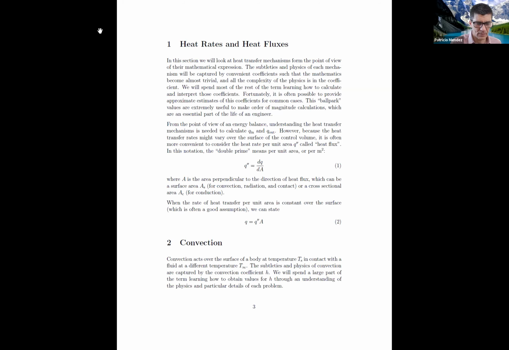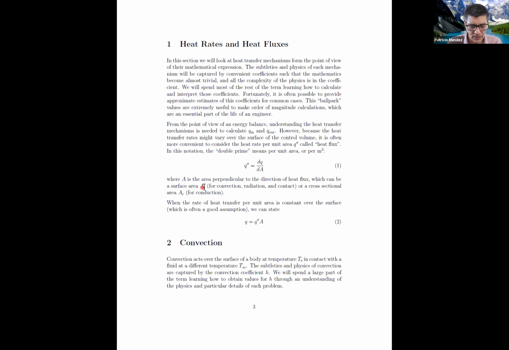double prime here is the small amount of energy that is exchanged in a small amount of area. What is this area? Okay, in things like convection or radiation, the heat is exchanged through a surface. So this will be a surface area.